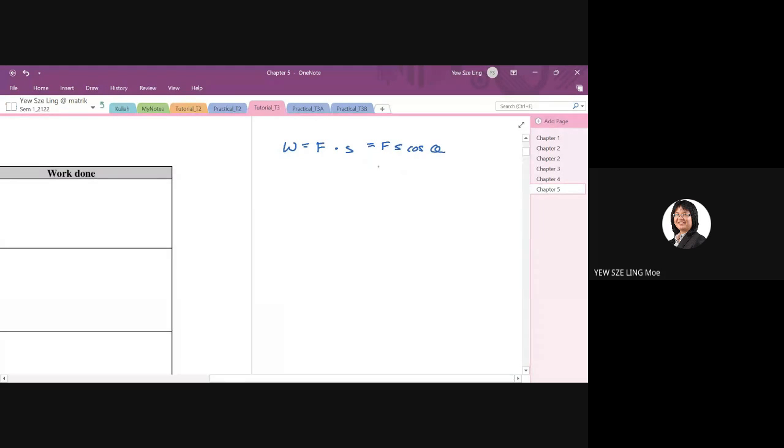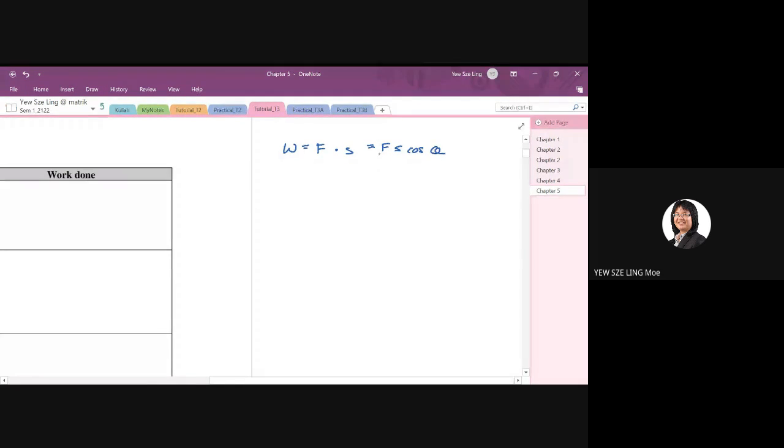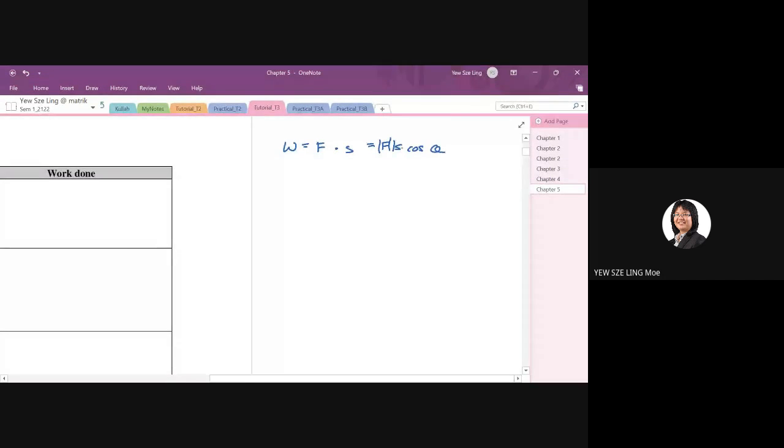Now, in our notes, we just give you F S cos theta, but actually it's the modulus, the magnitude of force, the magnitude of displacement. Just that because we use a normal character without bow, so that one already represents the magnitude in our notes. So when it comes to work done, we use the magnitude of force times the magnitude of the displacement and then cos theta.